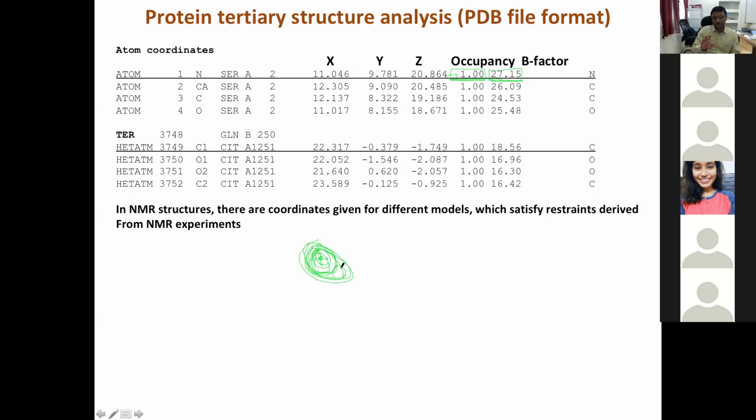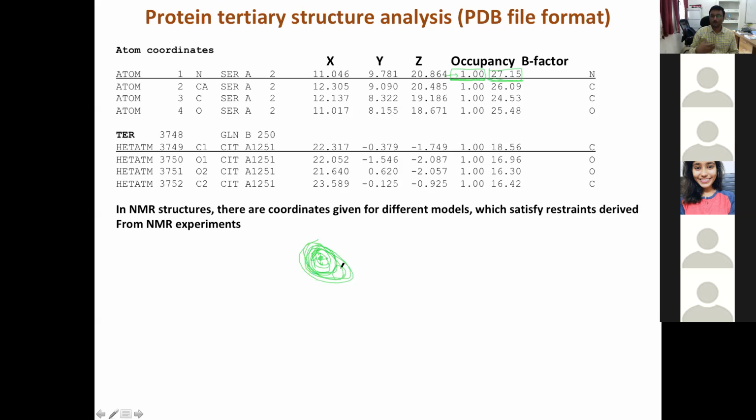Apart from thermal fluctuation, it also incorporates whether your backbone is moving along with the thermal fluctuation. So what it gets interpreted as, and the B factor is an experimental parameter, it is actually a fitting parameter in the crystal structure. This tells you about the flexibility of that particular atom in the protein structure, and this is specific to a protein structure. You cannot compare the B factor of one protein to the B factor of another protein.